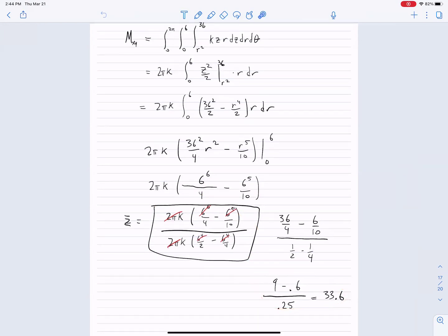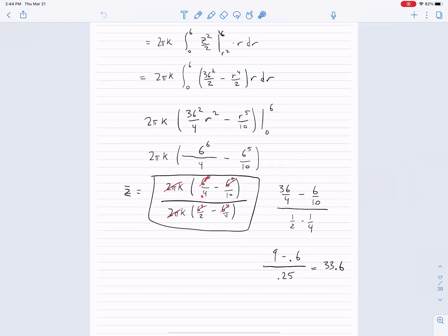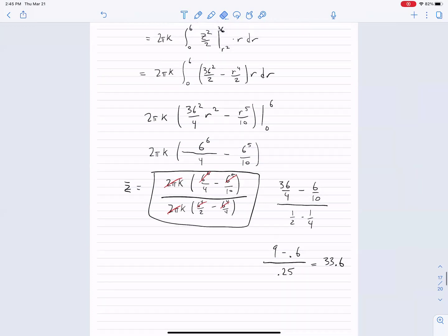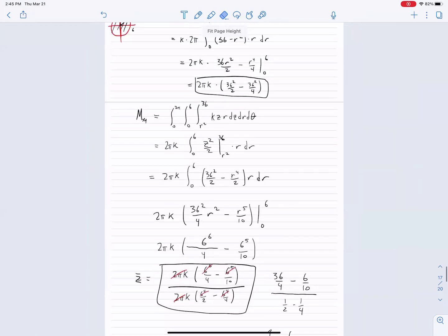Huh. That seems really high for me. Did I do this? I might have messed up here. 36 over 4 minus 6 over 10. I agree on that. So that's 9 minus 0.6 divided by 0.4. If you divide by 0.25, that's the same thing as multiplying by 4. So I think it's 8.4 times 4, which is 33.6. I don't know. It seems high for me.